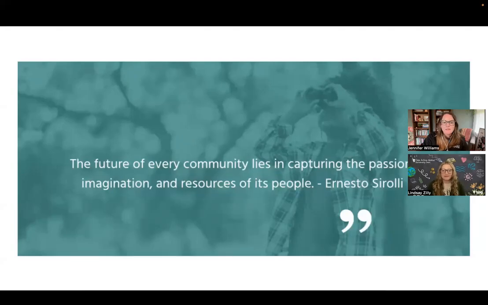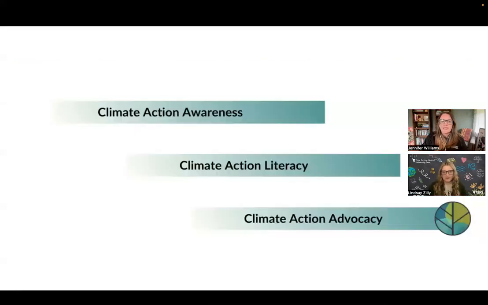So I'd love to share a little bit about our work at Take Action Global, our nonprofit organization of educators from around the world in 161 countries. Today in our session, we are going to be sharing about what we've learned in terms of climate action awareness, climate action literacy, and climate action advocacy.